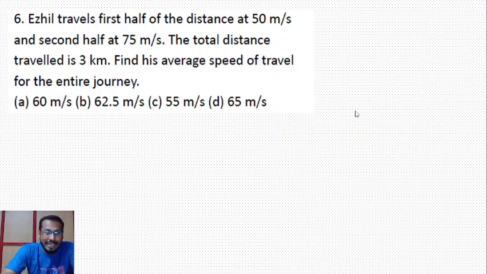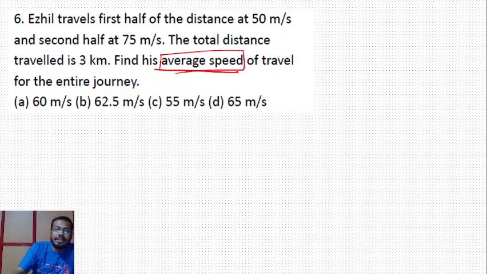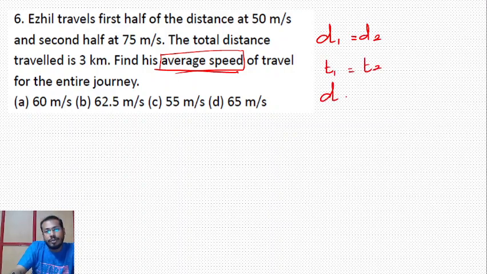And the second half at 75 meters per second. The total distance traveled is 3 kilometers. Find the average speed of travel for the entire journey. Here the question is based on average speed. Whenever the question is from the concept of average speed, we need to check whether distance is constant or time is constant, or both distance and time are not constant.